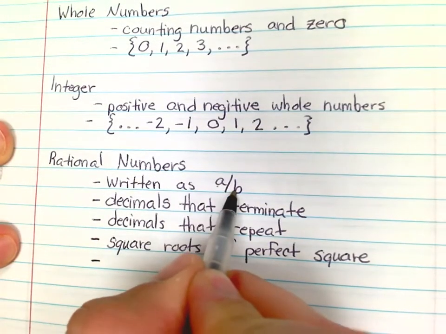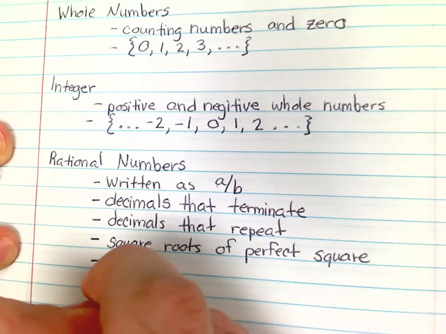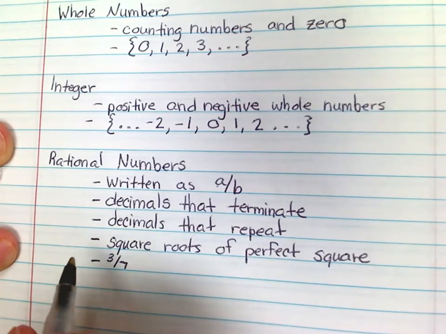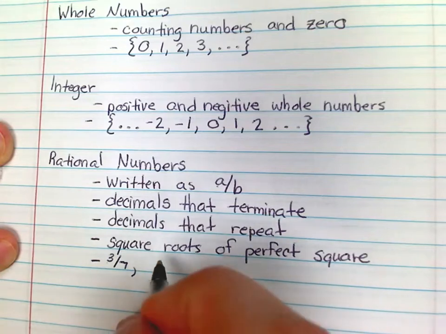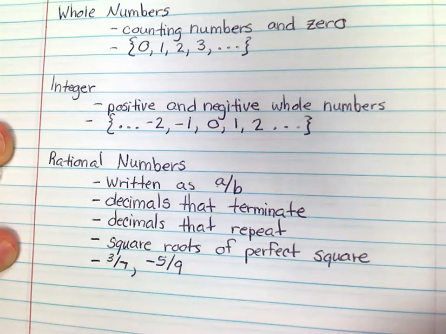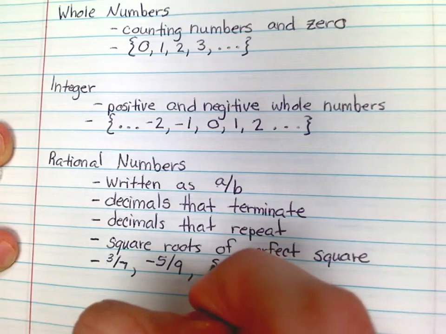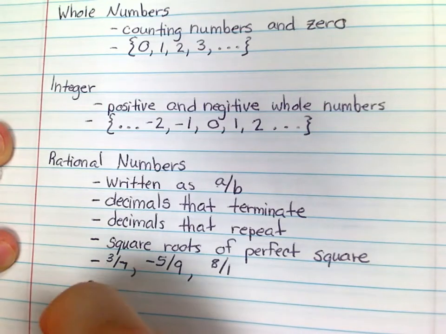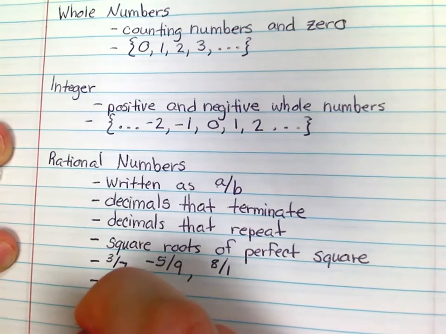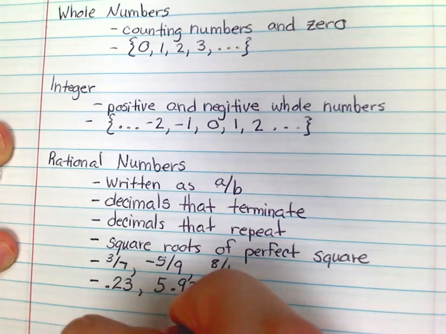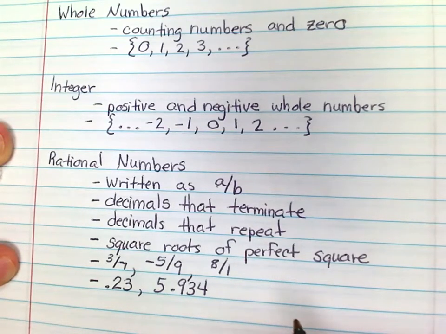An example for A over B would be like 3 over 7, where you see 3 and 7 are each natural numbers, but the division bar makes them rational. You can also say something like negative 5 over 9, where that fraction is just making it a rational number. And you can also say 8 divided by 1, or 8 over 1. That is still a rational number. For decimals that terminate, look at things like 0.23, or even 5.34. That decimal does not keep going forever.